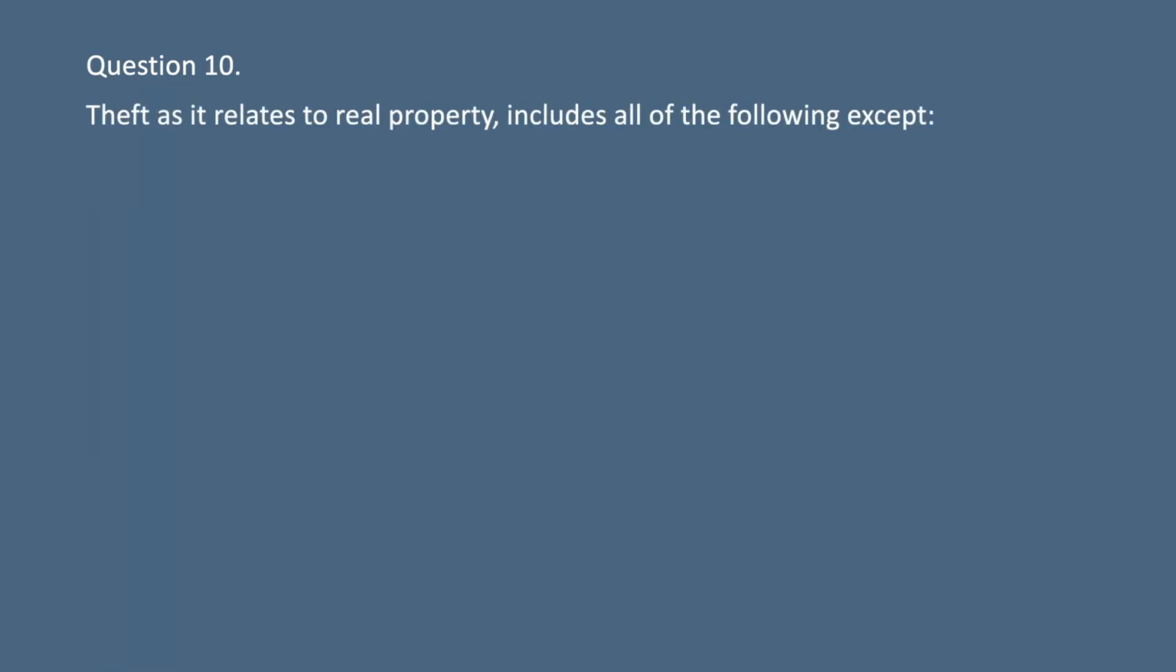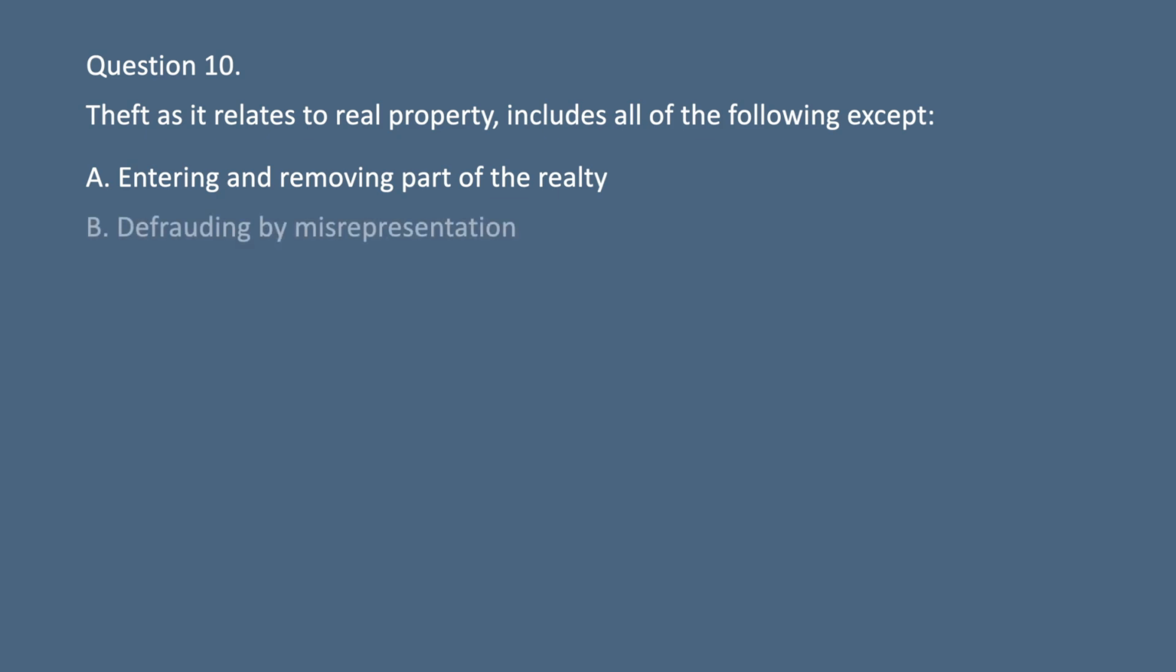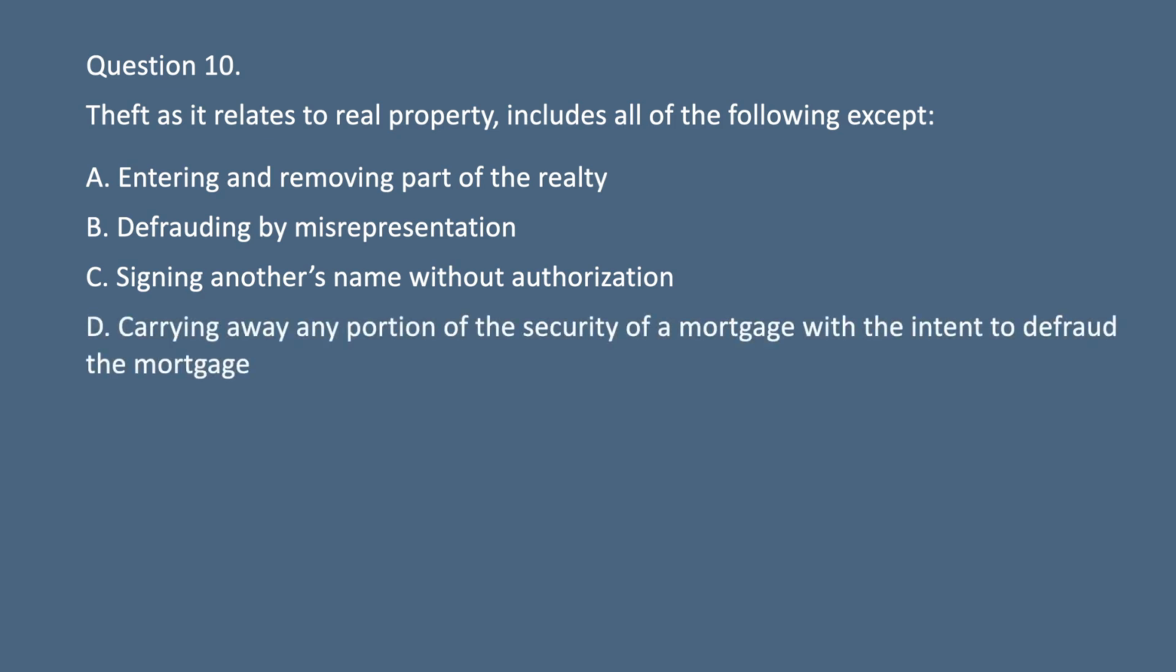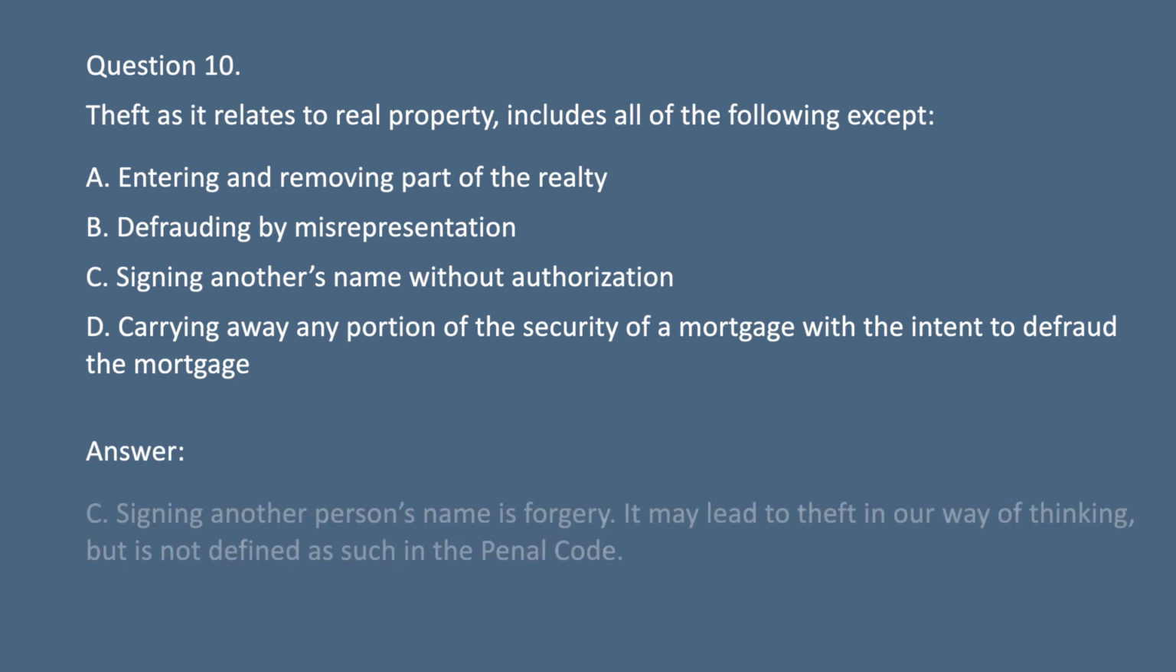Question 10. Theft as it relates to real property includes all of the following except: A. Entering and removing part of the realty. B. Defrauding by misrepresentation. C. Signing another's name without authorization. D. Carrying away any portion of the security of a mortgage with the intent to defraud the mortgagee. Answer: C. Signing another person's name is forgery. It may lead to theft in our way of thinking, but is not defined as such in the Penal Code.